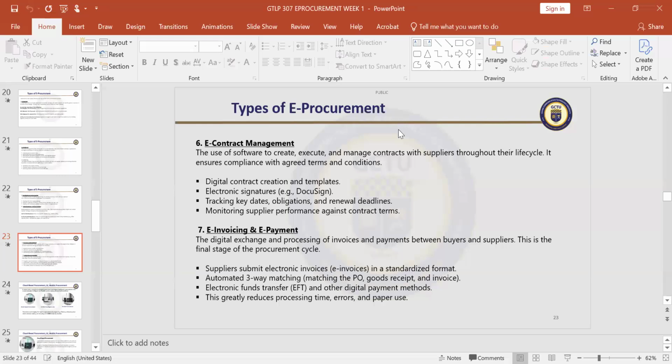Right. So there is a digital contract creation. This is a template with all the information needed, then it generates a contract. And then you sign electronically.